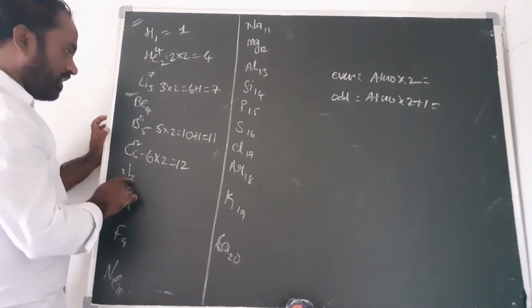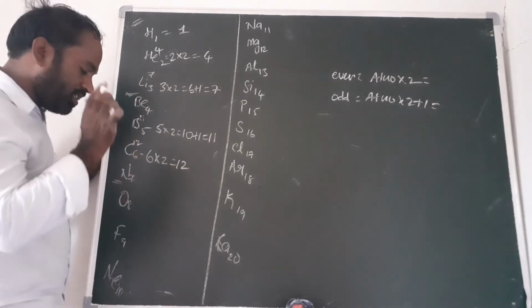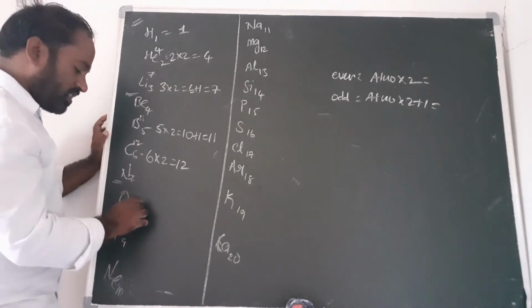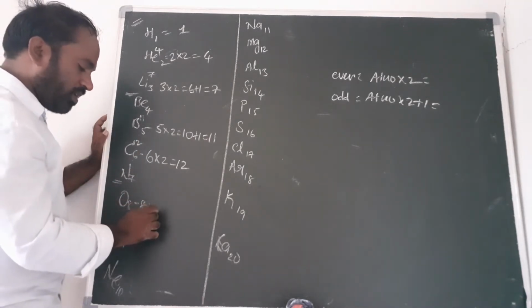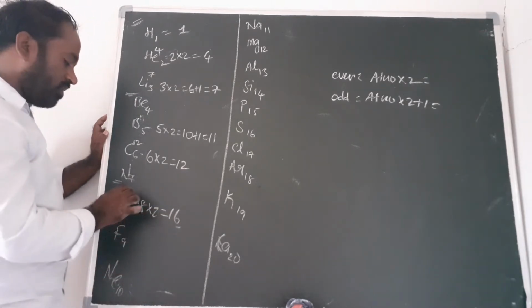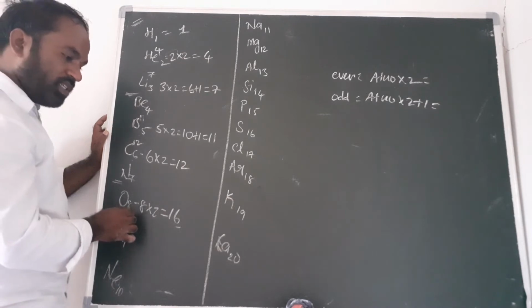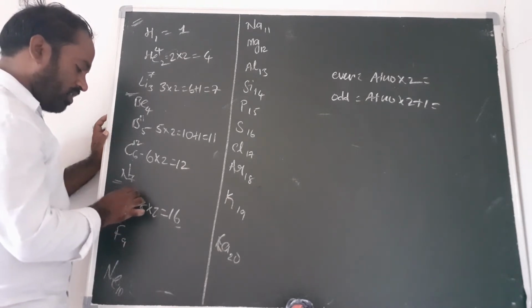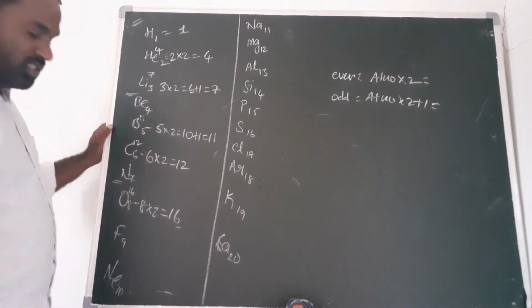Next for nitrogen. Nitrogen and beryllium have a little exception, I said. I'll explain it. Next for oxygen, atomic number is 8. 8 2s are 16. The atomic number is even, so no need to add 1. Mass number of oxygen is 16.